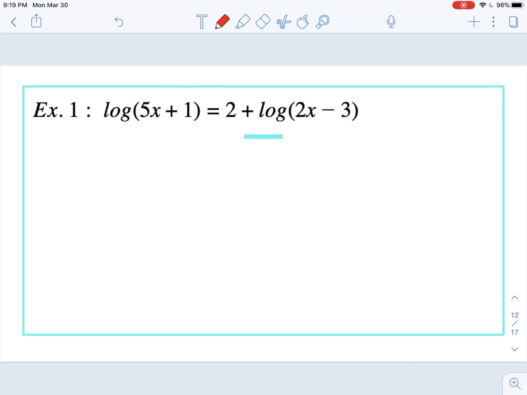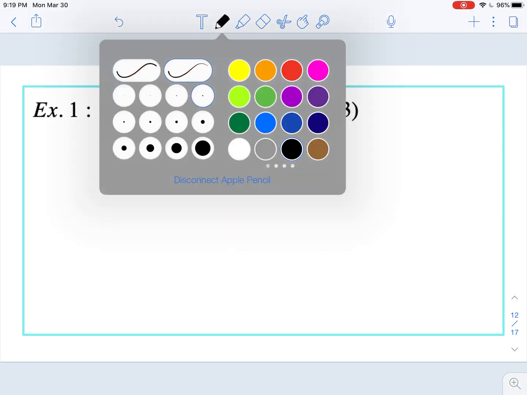Just like last time with the exponential ones, we're going to go through 6 examples just to talk about a few different types of questions that tend to come up, okay? So we're going to start with this example right here.